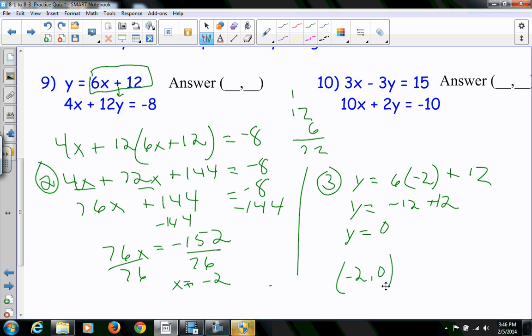comma 0. And if you look at this, I should be able to plug this point into both of these equations in order to determine what's true or false, to make sure that it works. 6 times negative 2 does give me negative 12. And negative 12 plus 12 is 0, and that's exactly what we got for y.